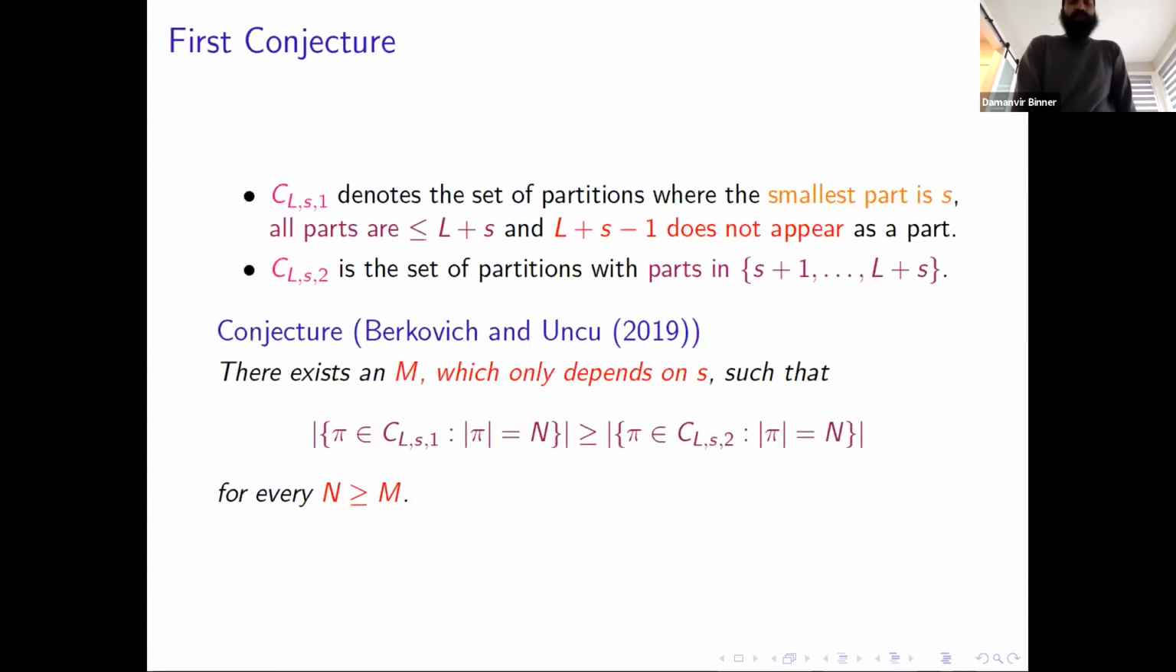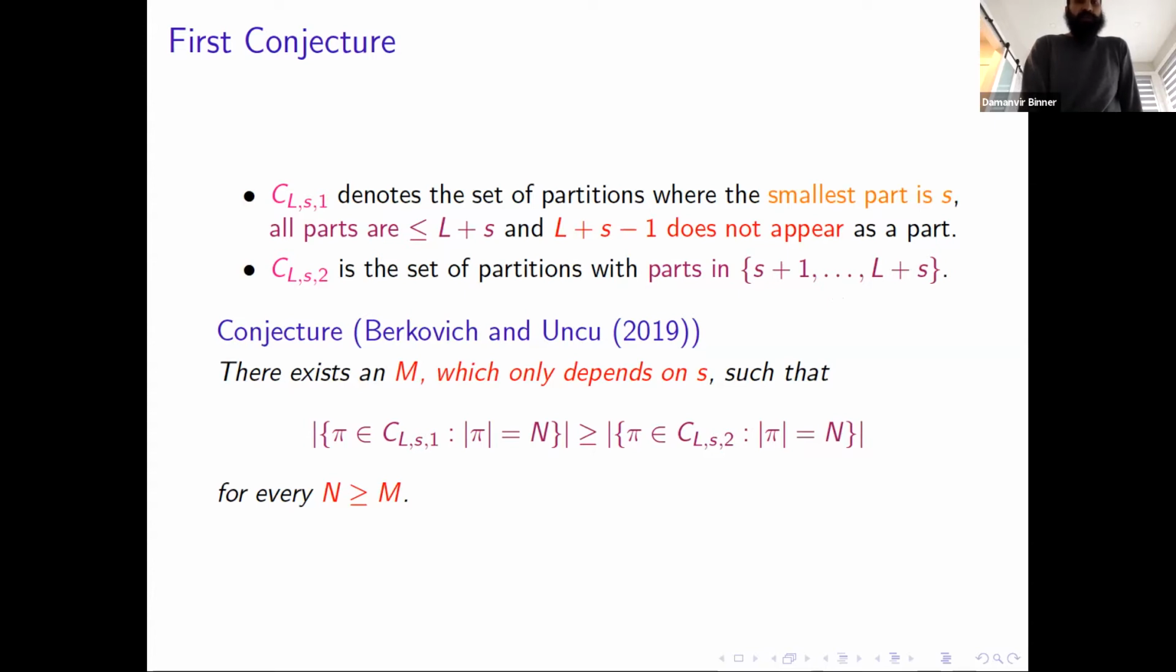For the first conjecture, they defined 2 sets, CLS1 and CLS2, where CLS1 denotes the set of partitions with smallest part S and all parts less than or equal to L plus S, and L plus S minus 1 does not appear as a part. We say that L plus S minus 1 is impermissible. And CLS2 denotes the set of partitions with all parts lying between S plus 1 and L plus S.